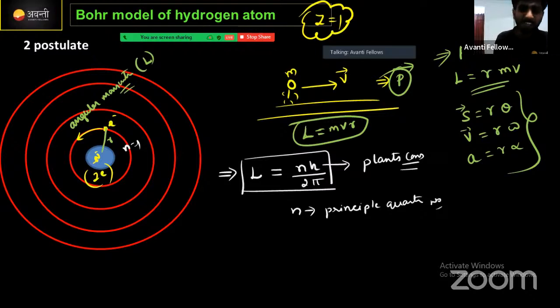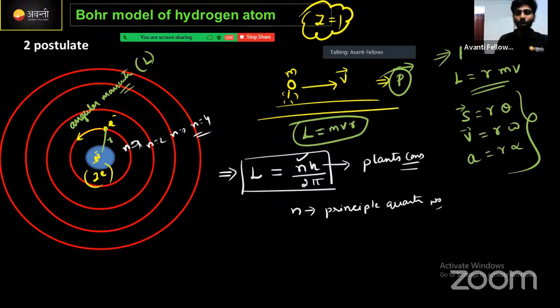The principal quantum number is nothing but n is equal to 1, n is equal to 2, n is equal to 3, n is equal to 4. These are all the principal quantum numbers. What does the second postulate mean? An electron which is revolving in the orbit has an angular momentum, and that angular momentum value will be equal to nh upon 2 pi.